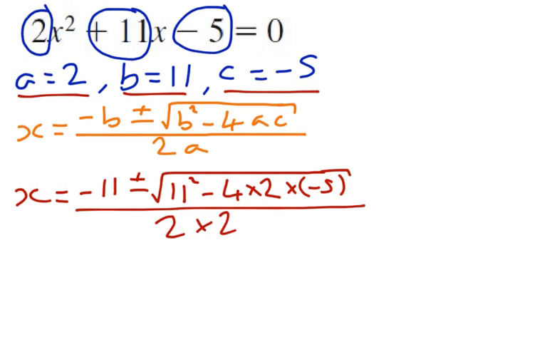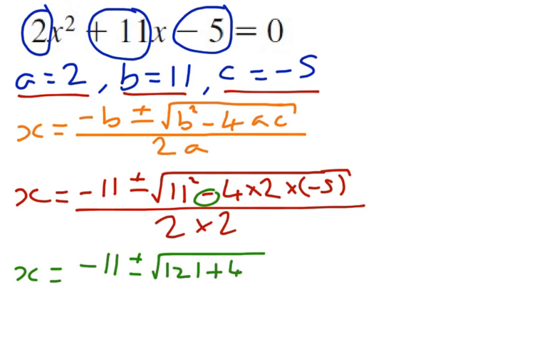Now let's do a little bit of a calculation. We get x equals minus 11 plus or minus the square root of 121, and then 4 times 2 is 8, times minus 5 is minus 40, but we're already taking that minus 40 away, so that becomes plus 40. So there's two negatives there, so we have a plus, and all of that is over 4.